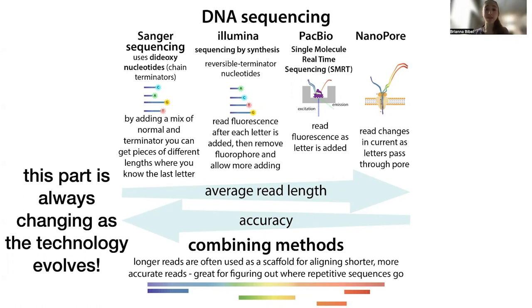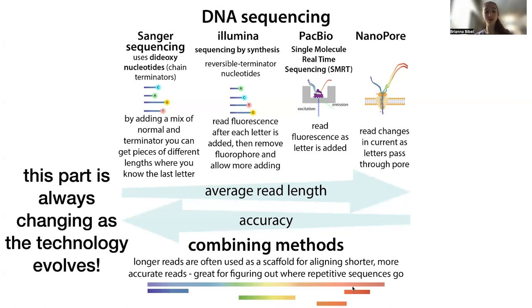And we can combine methods in order to take advantage of, say, the high accuracy of Sanger sequencing and the long read lengths of Nanopore. We can combine these short read methods with these long read methods to piece together the short reads onto a kind of scaffold that we get from a longer read method, even if that longer read method is less accurate.